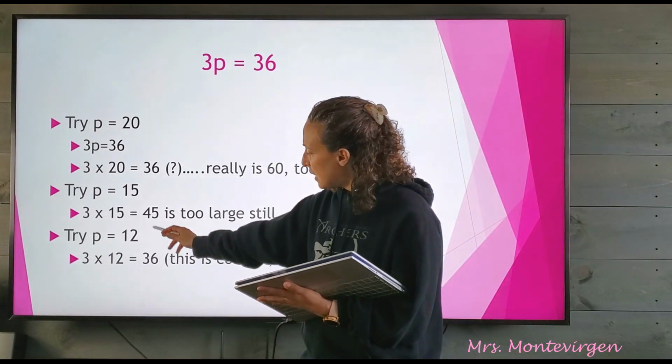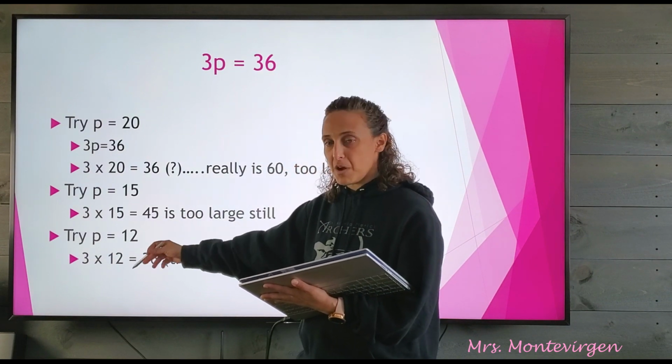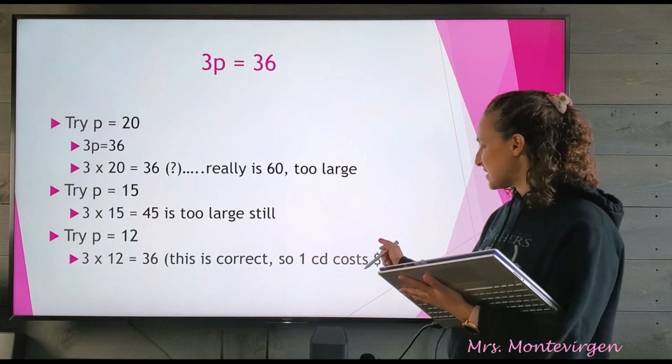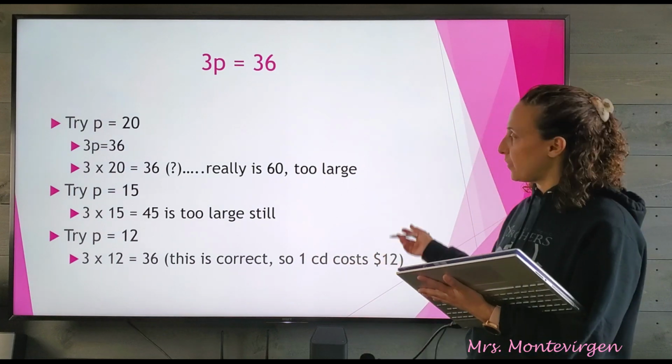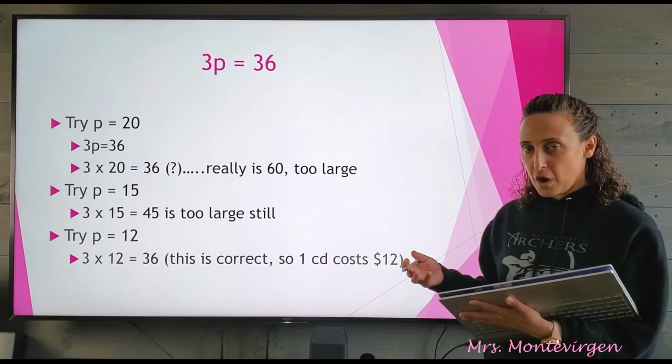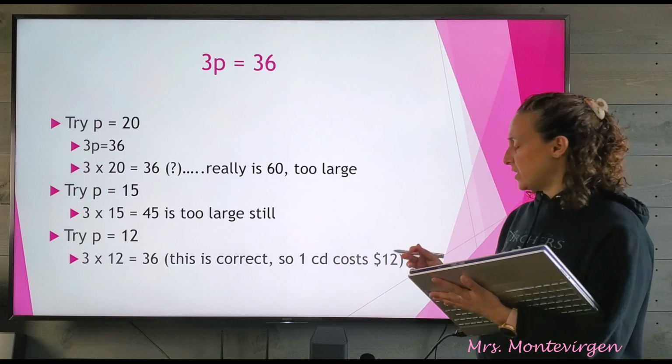In this case, I'm going to put 12 in there, and you know from multiplication, 3 times 12 is 36, and that's the correct answer. So if I go back to the beginning, what was the cost of the 1 CD? The cost of 1 CD was $12.